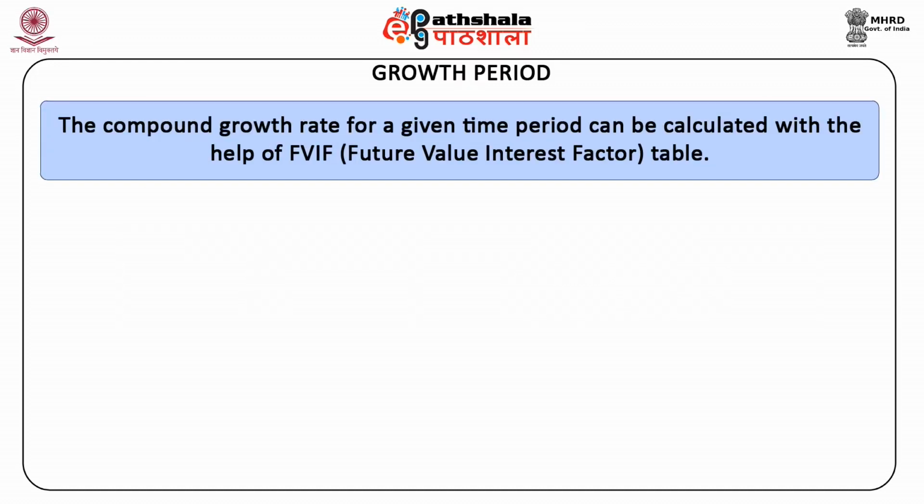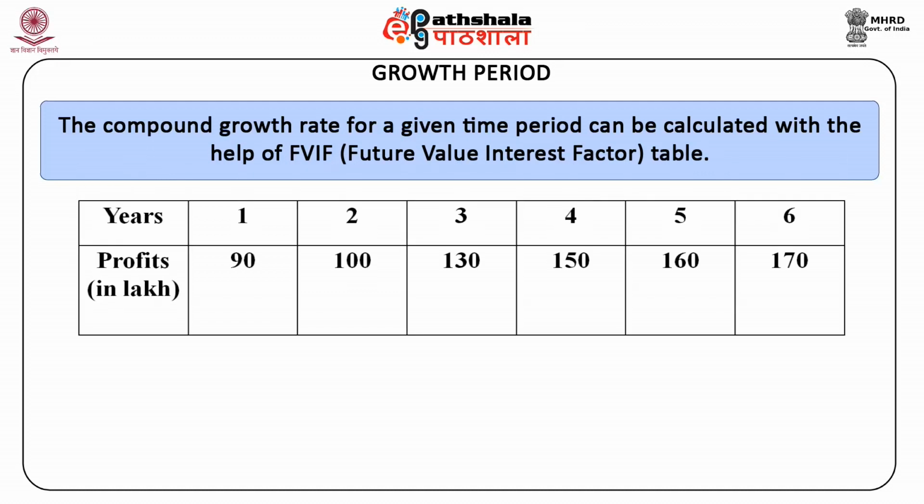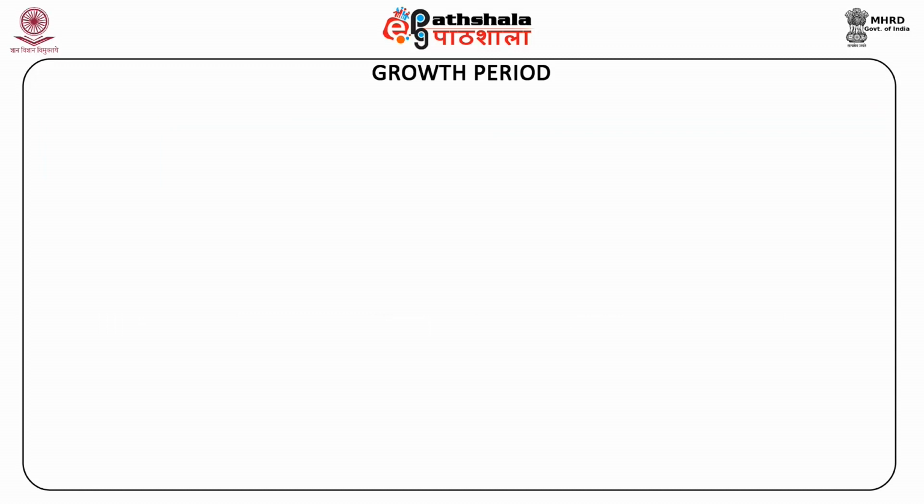Growth rate. The compound growth rate for a given time period can be calculated with the help of the future value interest factor table. Example. Determine the compound rate of growth from the following table. In the first row, you have years 1, 2, 3, 4, 5, 6. In the second row, you have profits in lakhs: 90, 100, 130, 150, 160, 170. Now, there are two steps to calculate the rate of growth for the above table.